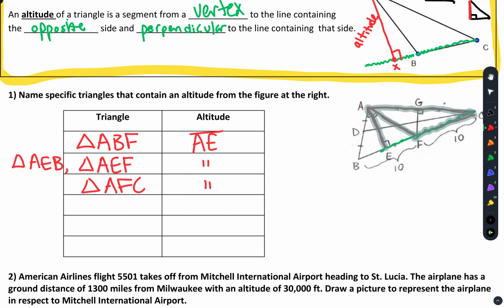Okay, let's move away from AE. Give me another altitude. Any of them? Caitlin? Perfect. FG is right here. For FGC, this right triangle.